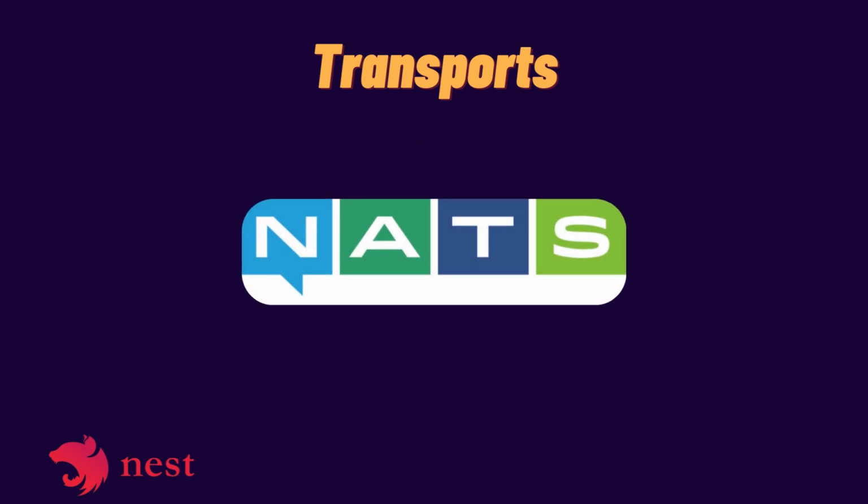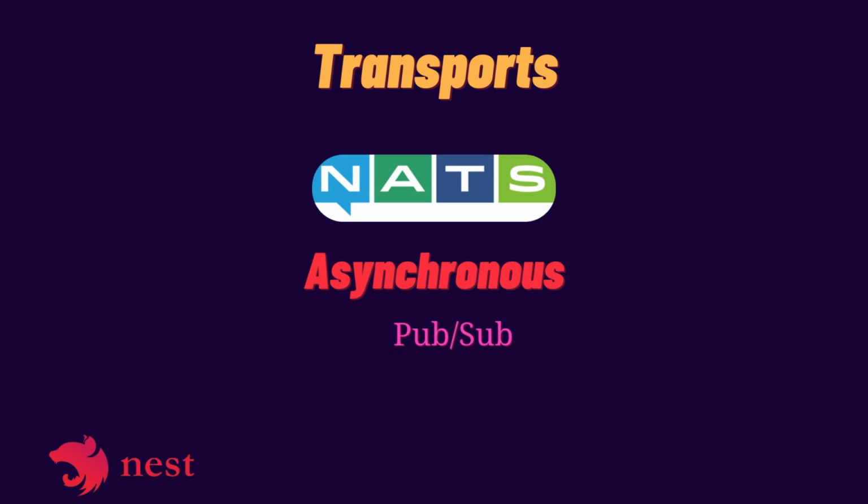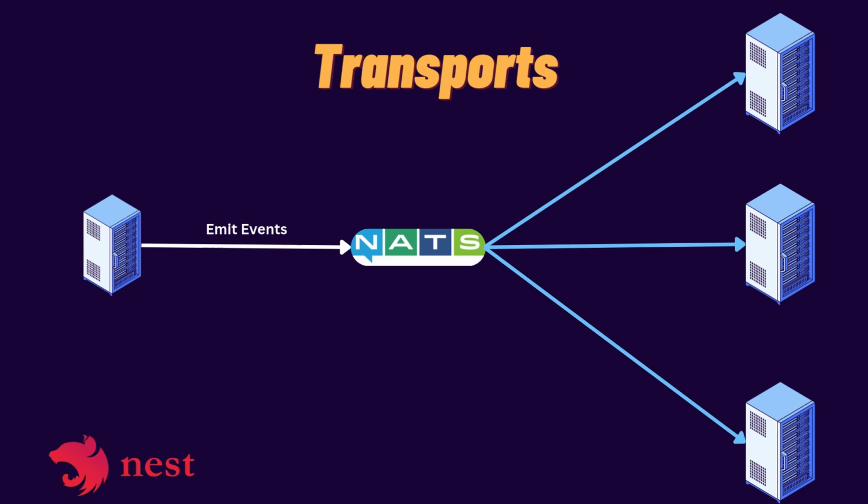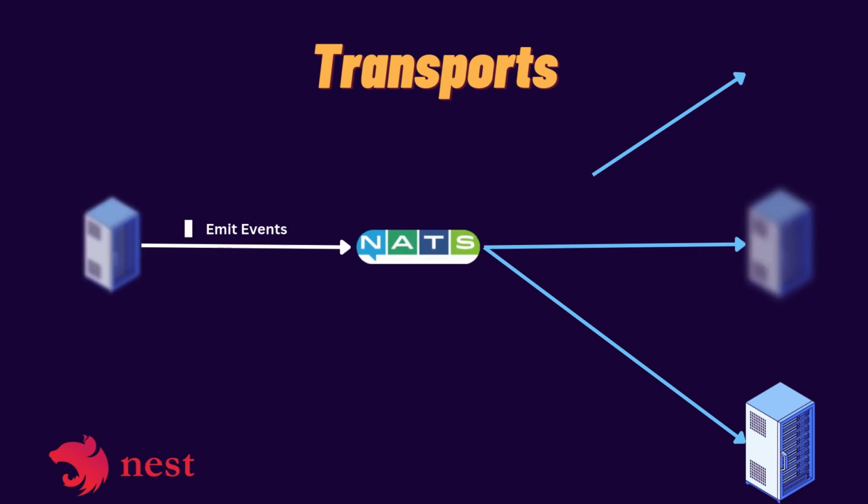Next, we have NATS, which is a lightweight messaging system. It's an asynchronous messaging system with support for pub-sub, request-reply, and stream processing. An example of using this transport is when a service emits events to a NATS server and other services subscribe to those events. When we need scalable, high-performance communication for many services, we can use NATS for communication between our microservices. We also have a detailed episode in this course for this type of communication.